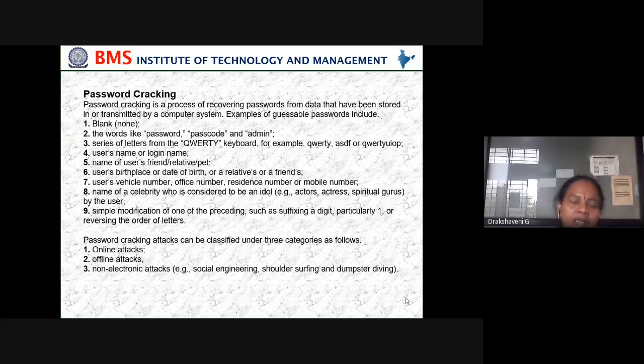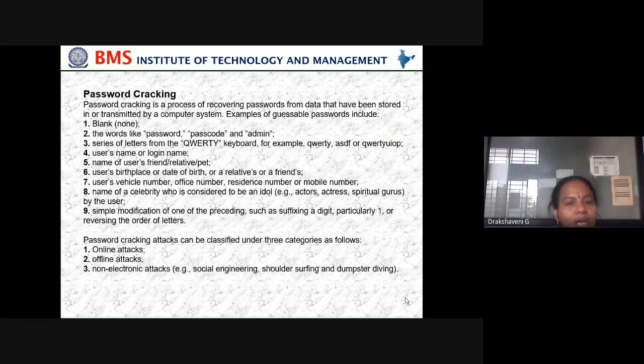Sometimes some people will try to guess what the password may be. The first option generally everyone will try is a blank one. Next, passwords like password, passcode and admin. Something like this, they may try to see whether it matches or not. Then there are series of letters from the QWERTY keyboard, for example QWERTY or ASDF. So these are series of letters we try to guess to see whether this is the password.